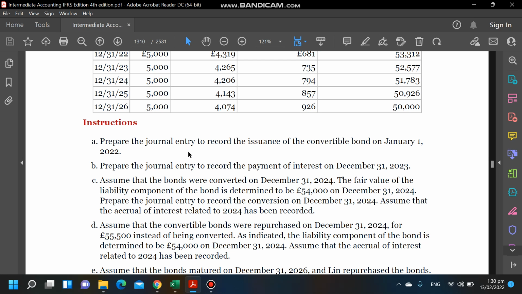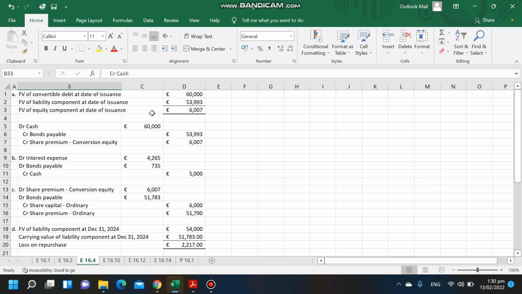January 1st, 2022. So remember, first of all, we need to calculate how much is the equity component of the convertible bond. So we take the whole amount of the bonds altogether, it is 60,000, minus the liability component 53,993. So we'll get the equity component of 6,007. Then the journal entry is debit cash 60,000, and then credit bonds payable 53,993, and then credit share premium conversion equity 6,007.